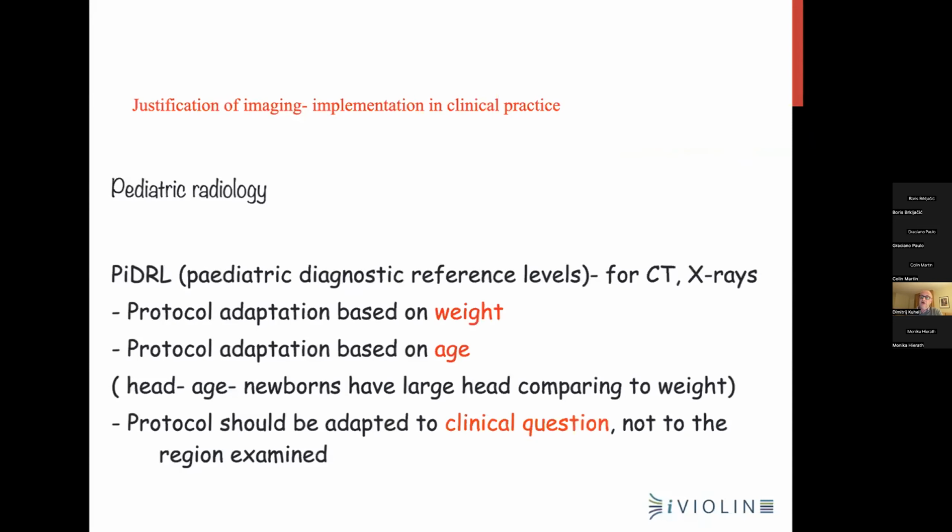In pediatric radiology, we have special pediatric diagnostic reference levels. They are made mostly for CT and for X-ray examinations, and they are based on weight and also on patient age. Why? Because the head in newborns is much larger compared to the weight than in a bigger child. And protocols, of course, should be adapted to the clinical question, not really to the region we are examining.